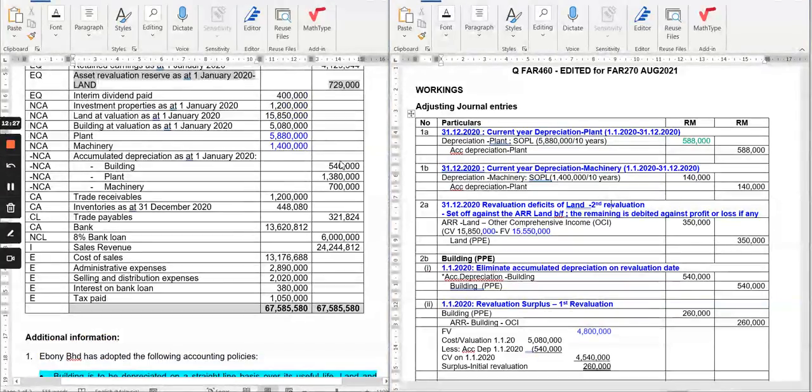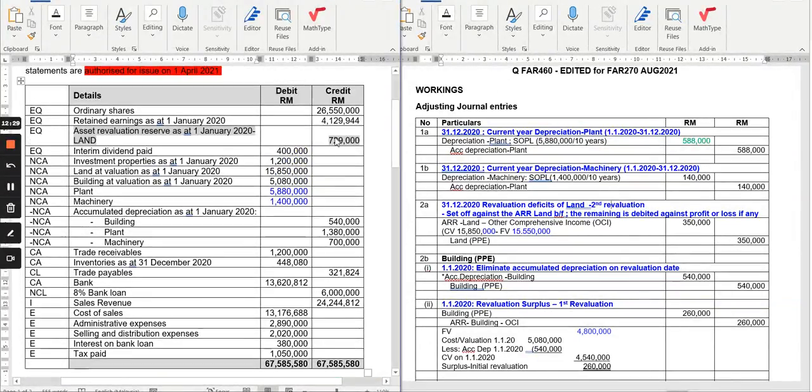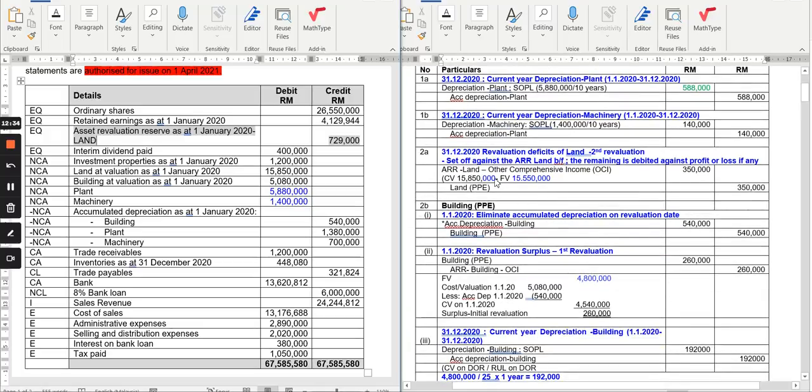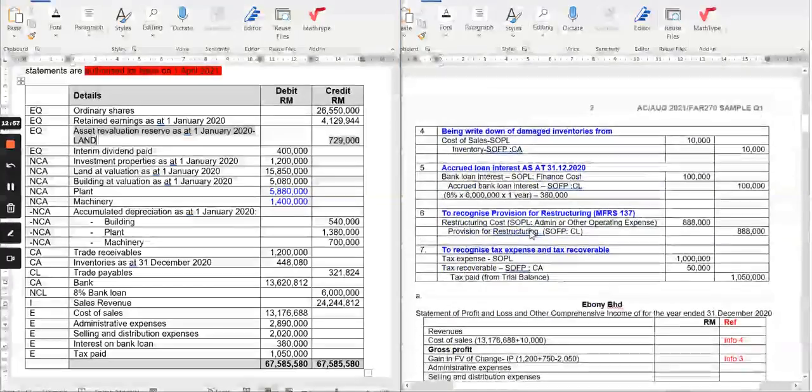The 7 to 9 will be used to offset the revaluation deficit, by 350,000, and that will be credited to the land account. This also needs to be reflected in the other comprehensive income in your SOPL, as well as in other comprehensive income in the statement of changes in equity. So it has to be done here.